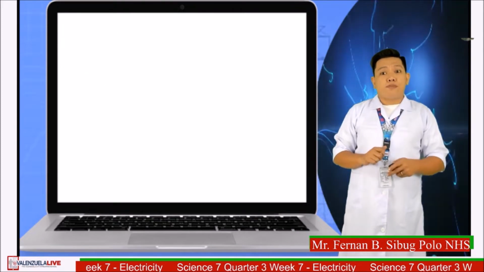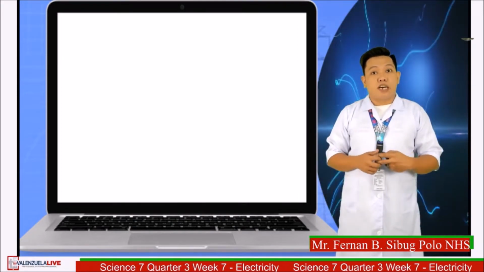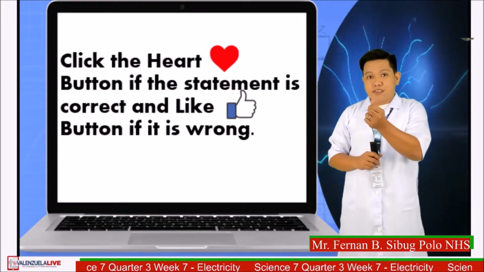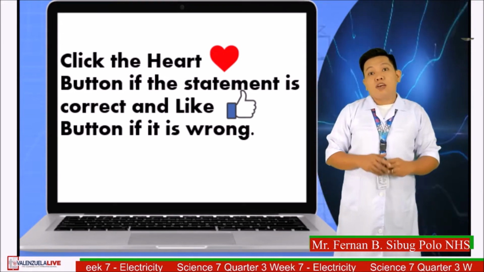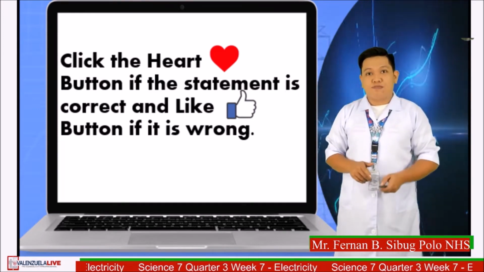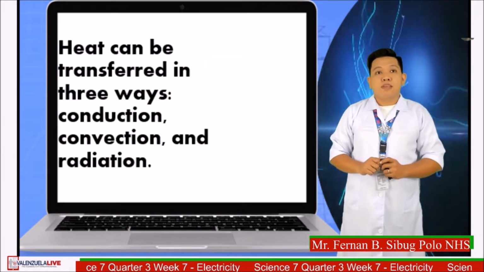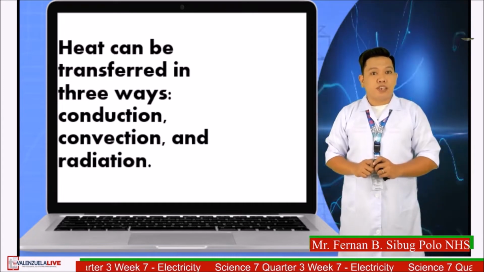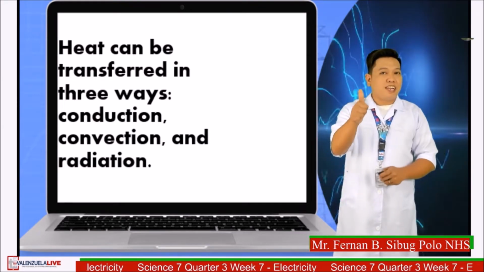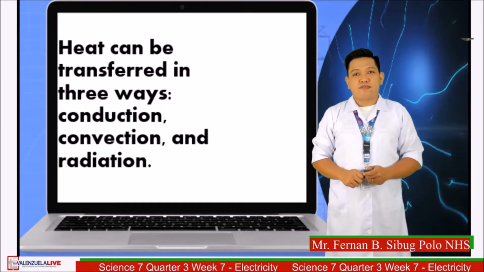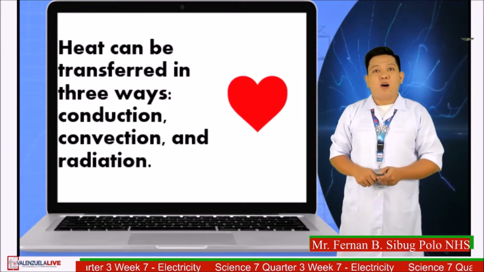Let's have a recap about heat, the topic that you discussed last time, before we proceed with our discussion. Click the heart button if the statement is correct and like button if the statement is wrong. You have 5 seconds to answer each question. Question number 1. Heat can be transferred in 3 ways: conduction, convection, and radiation. Is it heart or like? Okay, the correct answer is heart.